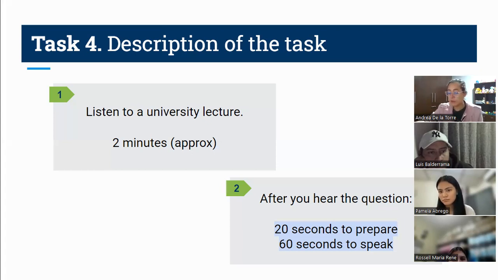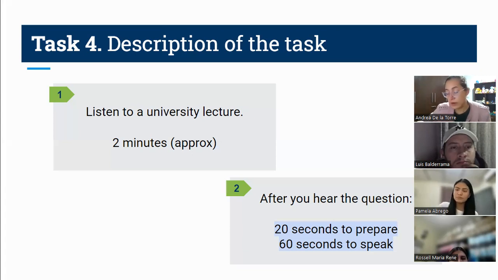And then after you have your 20 seconds to prepare, you need to start speaking and summarizing the lecture, and they will record your response. You will have a timer for all of these, so don't worry about measuring your time. You will have the timer on your screen and the question on your screen. So, is that okay so far? Do you guys have any questions on the format?